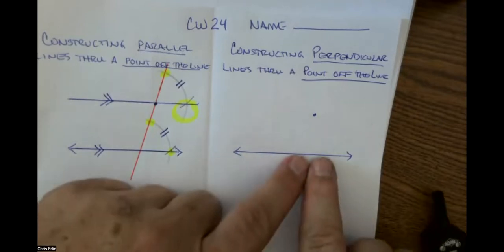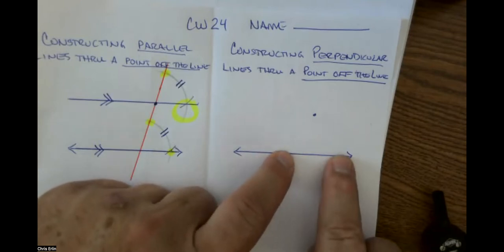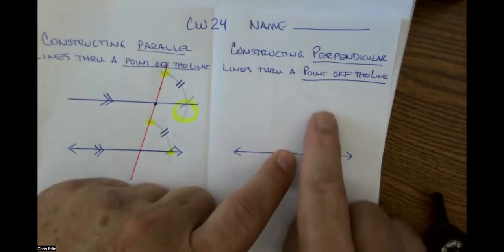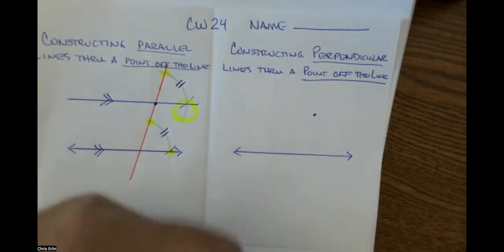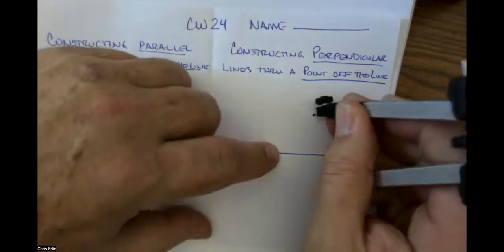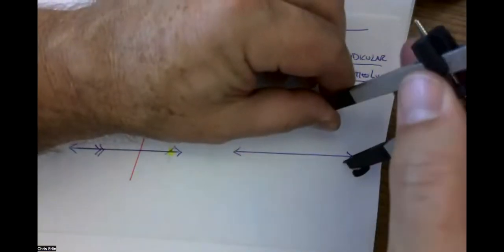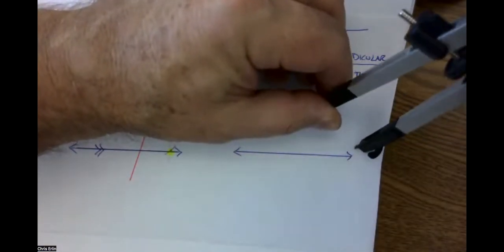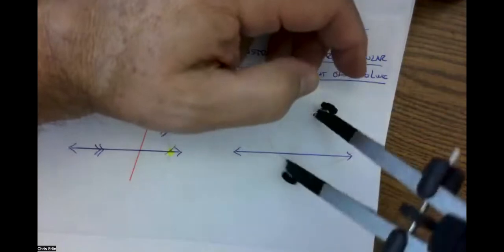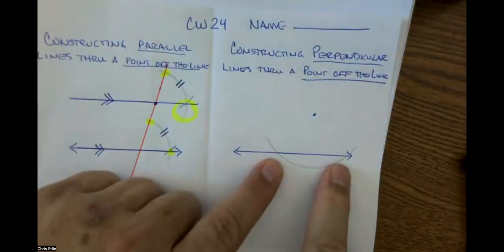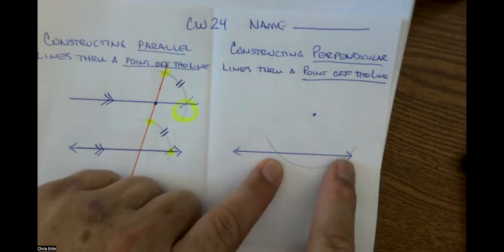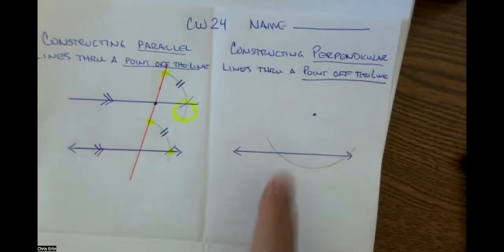So what I need to do is find two points that are the same distance away from right underneath this point. So I'm going to produce an arc. My needle goes on the point, and I'm going to adjust my compass to be just enough that I know this arc hits my line in two places. I just have to ensure that it hits it once over here and once over here.